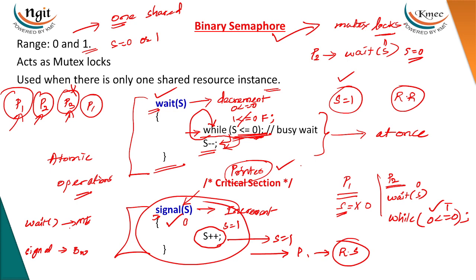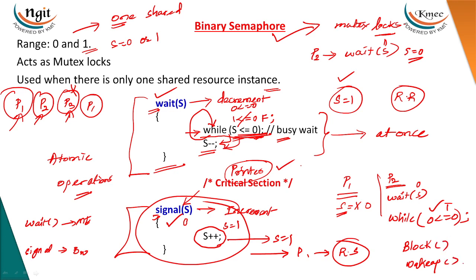So the problem here is that the process will go into busy wait when s becomes 0. The process keeps on executing the while loop, and it's a waste of time. So instead of executing this while loop again and again, we'll use two functions called block and wakeup. We'll see that in the next part.